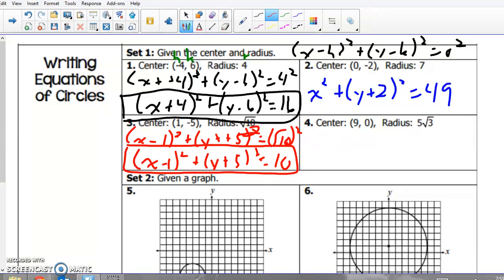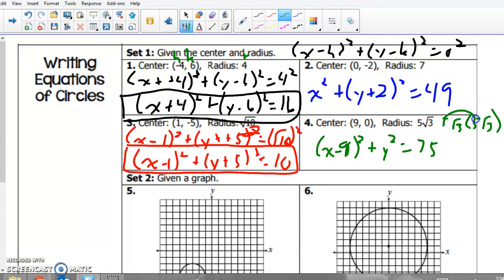Okay, I'm going to give you a couple minutes. I want you to go ahead and do try number 4, and then I will review the answer in a second. All right, so for this one, you should have gotten x minus 9 squared plus y squared equals 75. Now to do square root of 5 square root of 3 times 5 square root of 3, remember here, you multiply the 5 and the 5, that's 25. Square root of 3 times square root of 3 is 3. So 25 times 3 is 75. That's where this number came from here.